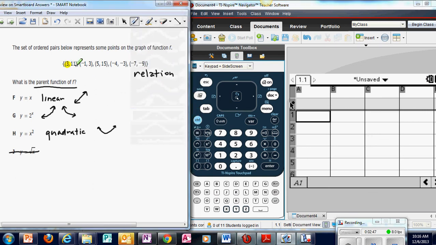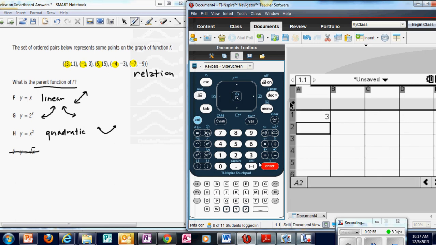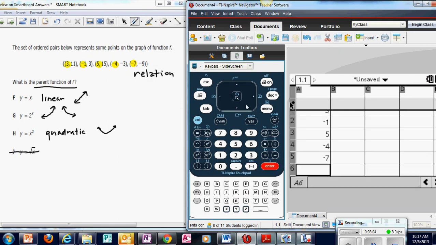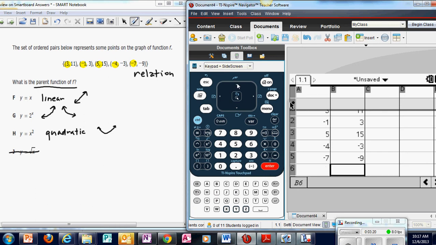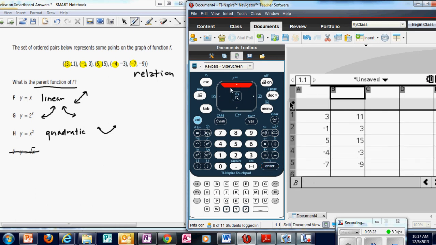To make it easy for me to see, I'm just going to highlight the X or independent values and go ahead and type those in. 3, -1, 5, -4, and -7. Then go to the top and put the corresponding y values. 11, 3, 15, -3, -9.